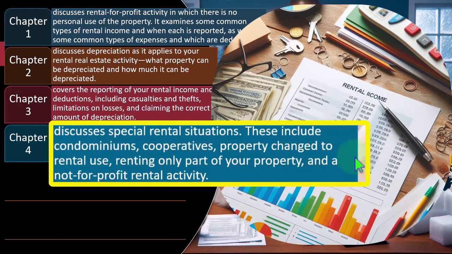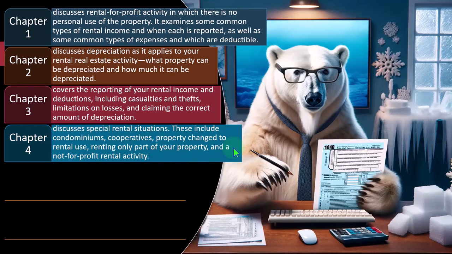Chapter 4 discusses special rental situations. This includes condominiums, cooperatives, property changed to rental use, renting only part of your property, and a not-for-profit rental activity. So condominiums and cooperatives are special situations, and property changed to rental use is quite common, right? If you're changing property to rental use, what are going to be some hurdles that happen there? And only part of your property being rented is quite common as well, because you might have a home and you're renting part of the home, for example.